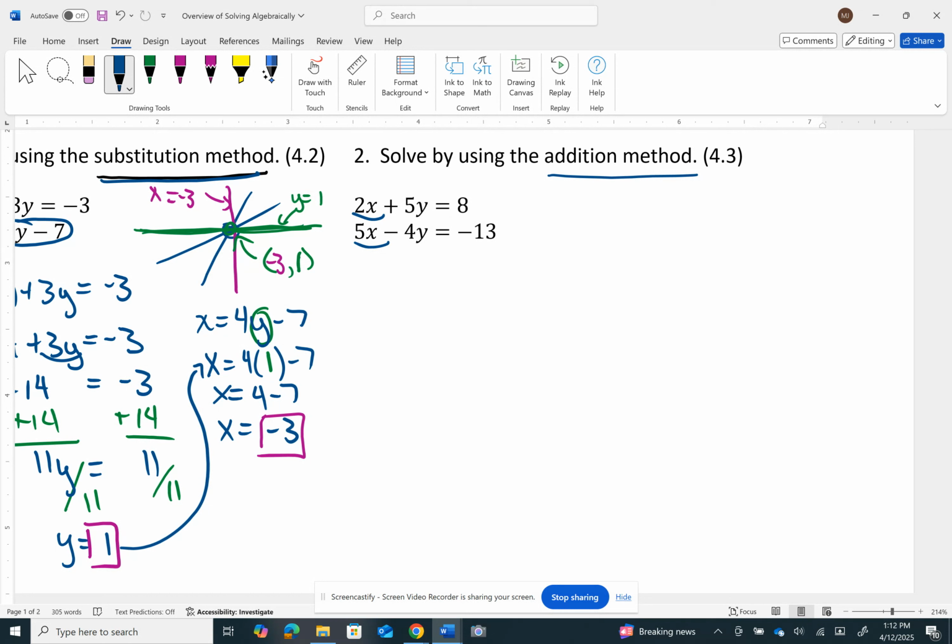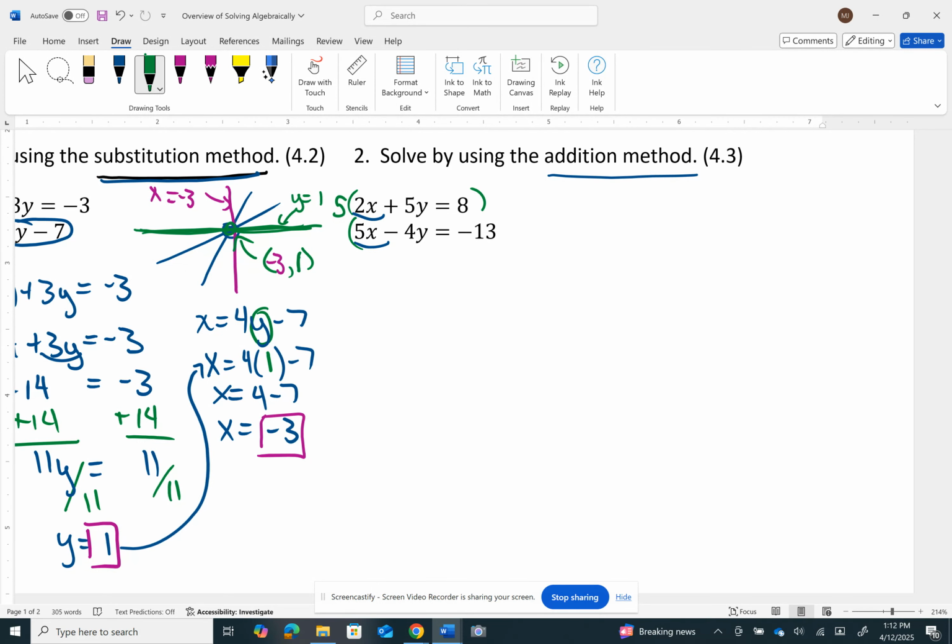We'll see how there's a 2 in front of the x on the top equation and a 5 on the bottom. The least common multiple of those two numbers would be 10. So what I could do is do 5 all the way through on the top equation.